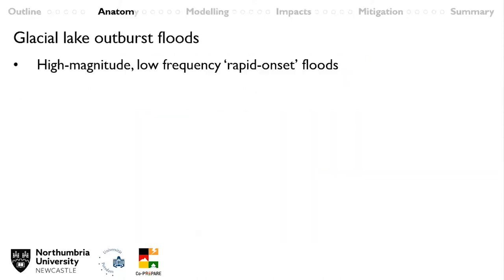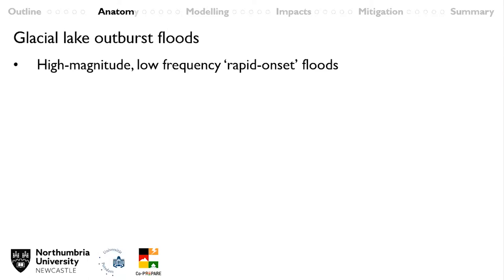So up front, let's consider what a glacial lake outburst flood actually is. Well, I've got a few bullet points here, so I'll go through them in order to build a picture of what we're dealing with when we talk about glacial lake outburst floods. So high magnitude, low frequency, rapid onset floods, which basically means that they don't happen very often, i.e. they're low frequency. But when they do, they're high magnitude with peak discharges which commonly exceed seasonal high flows by an order of magnitude, or even orders of magnitude.